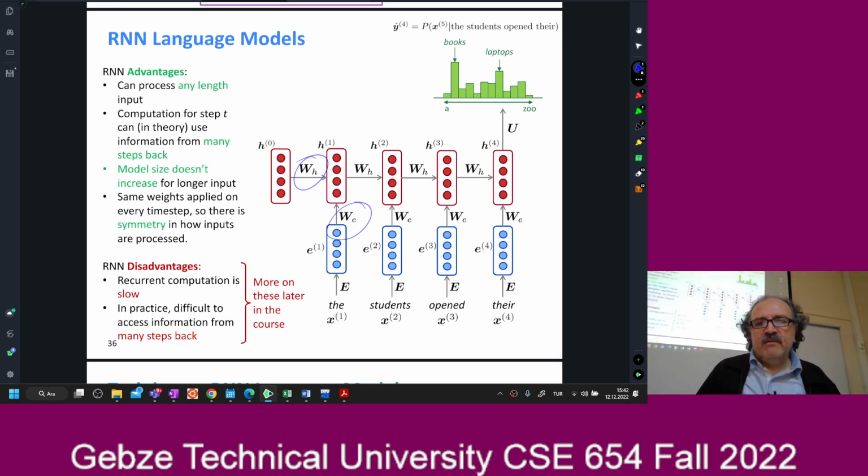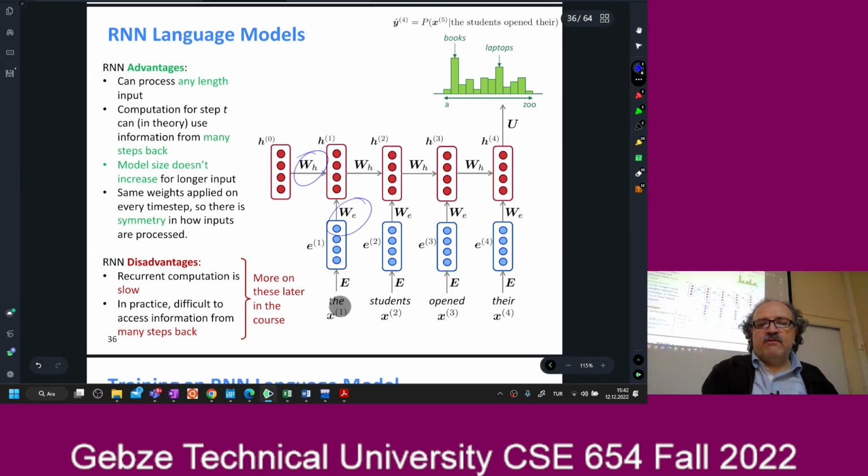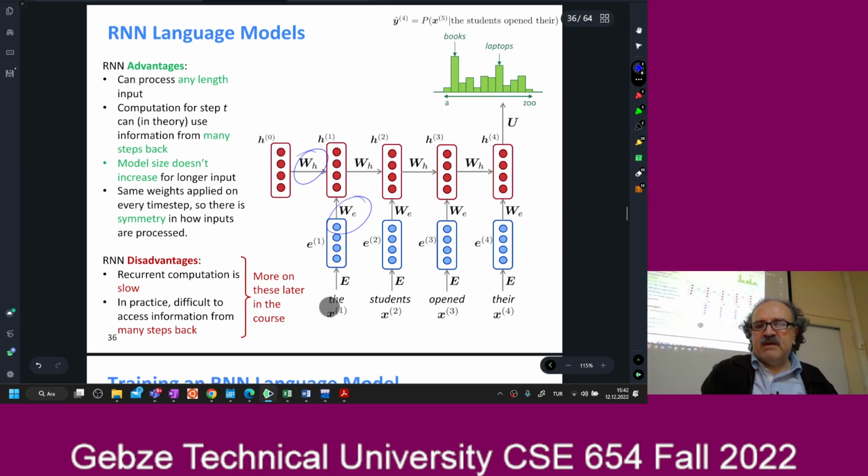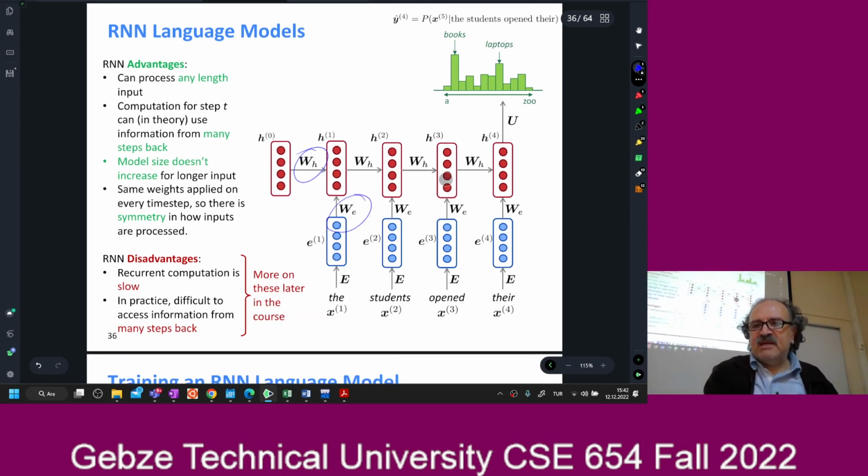They are slow. Why? What do I mean by slow? You need to wait until the whole computation is done. You don't give these four in parallel, right? You give this one, you calculate this one, and you give this one, you calculate this one, and this one, and this one. Even if you have a very massive parallel computer, you have to wait until you reach the end. So that's why they are slow. You cannot take advantage of your GPU, etc.